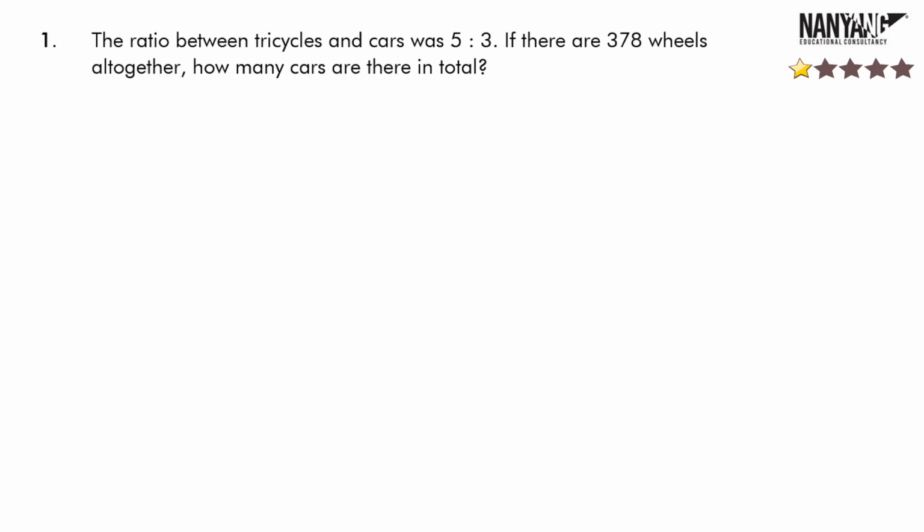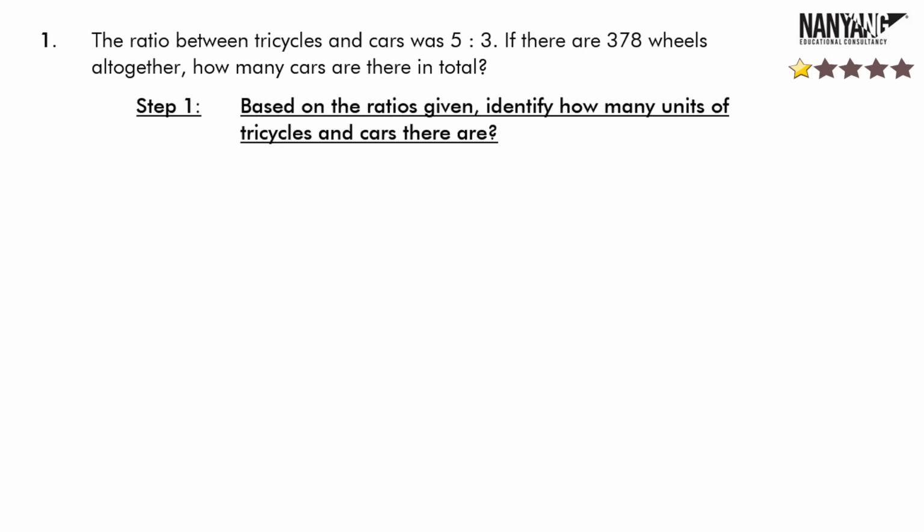So let's read our question 1. The ratio between tricycles and cars was 5:3. If there are 378 wheels altogether, how many cars are there in total? So our first step will be, based on the ratios given, we identify how many units of tricycles and cars there are. It's quite obvious, tricycles we should give it 5 units, and cars we give it 3 units.